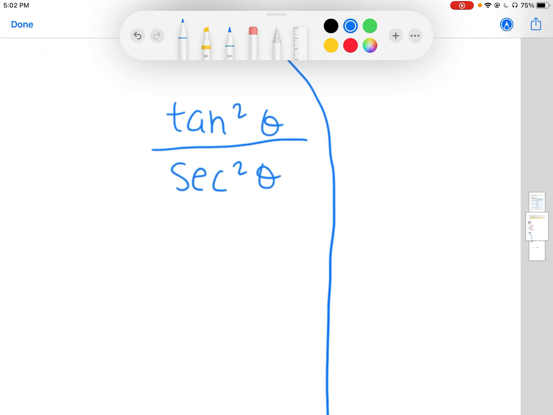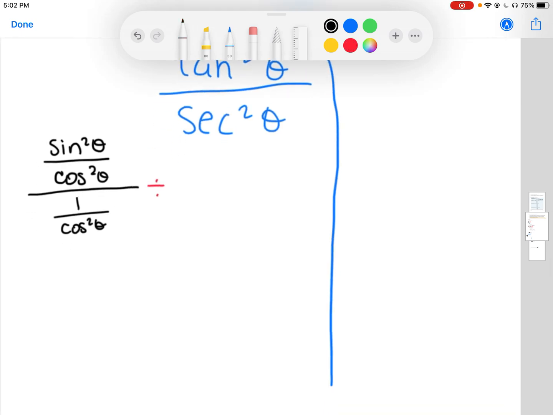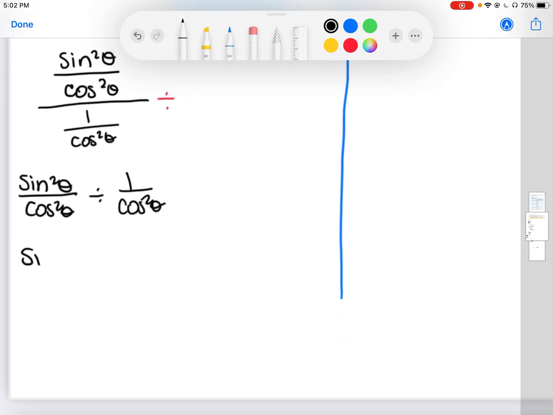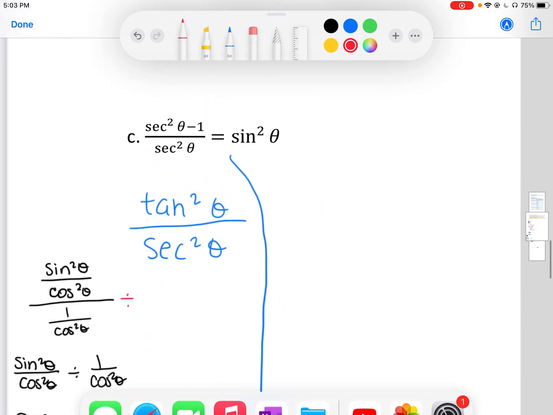I'm still pretty stumped, so why don't we take the time to write it in terms of sine and cosine. Tangent squared would be sine squared over cosine squared, and secant is 1 over cosine. All right, now let's rewrite this division. We have sine squared theta over cosine squared theta, divided by 1 over cosine squared theta. Let's see about our fractions. We have sine squared theta over cosine squared theta times cosine squared theta over 1. We divide those out, and we're left with just sine squared theta, which is what we want.